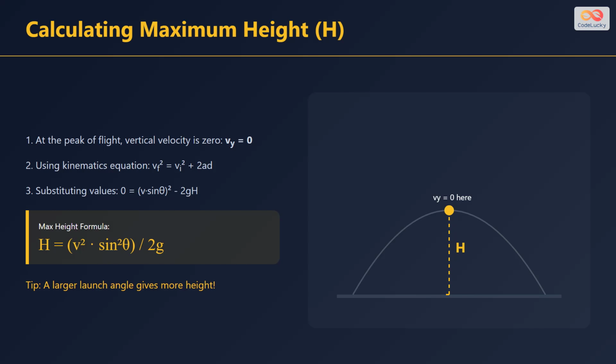Trigonometry allows us to calculate specific key metrics, like the maximum height. We know that at the peak of the flight, the vertical velocity is 0. By plugging this into our kinematics equations, we derive a formula for height, represented by capital H. Notice that the height depends on the sine of the angle squared. A steeper angle means more height.